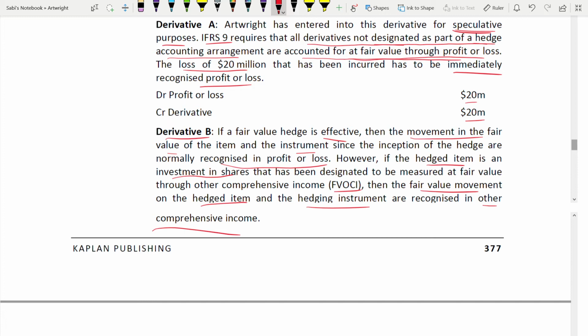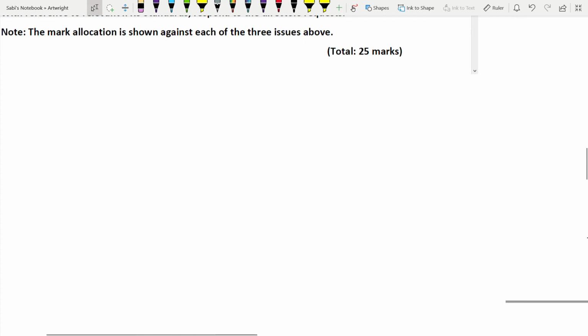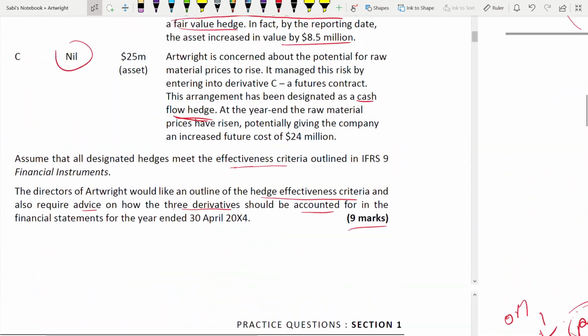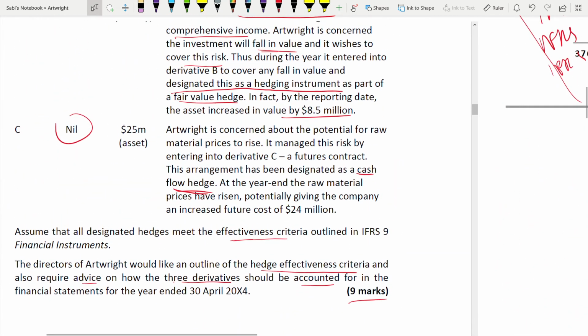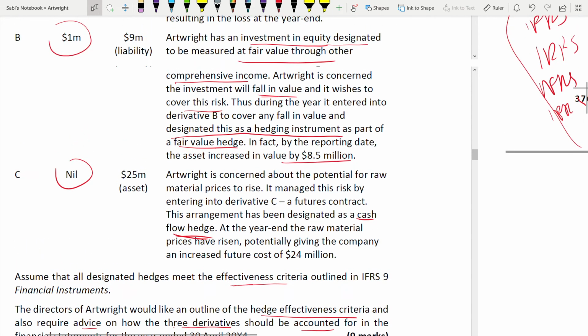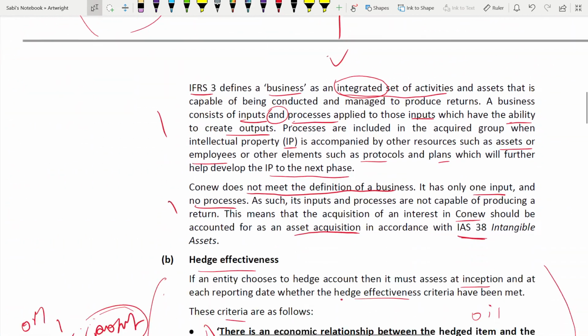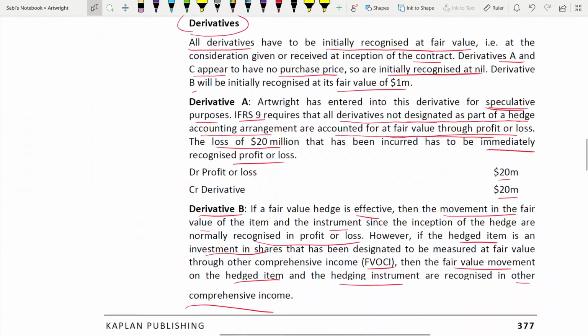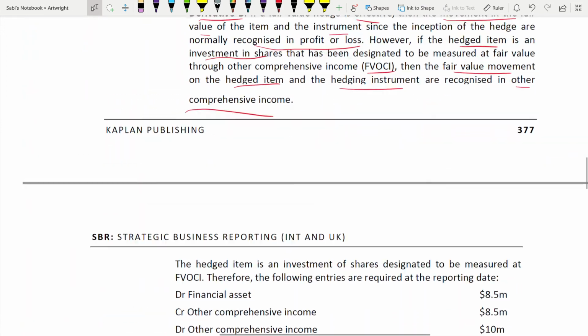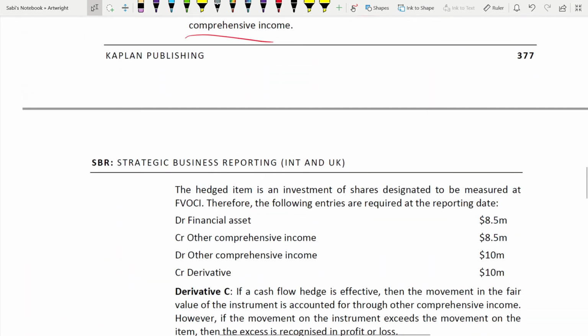In this case, what is the hedged item? The hedging instrument is the derivative, and the hedged item is what? That is the equity instrument, the fair value of the equity instrument. That fair value is the hedged item. Okay, equity investment.